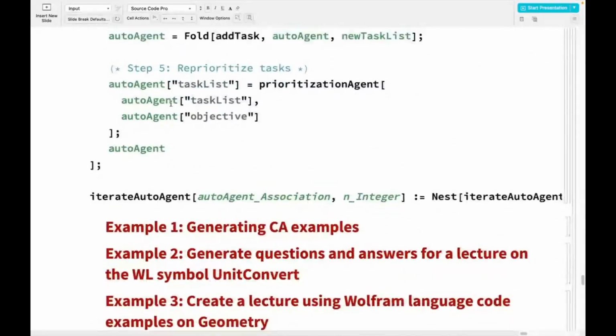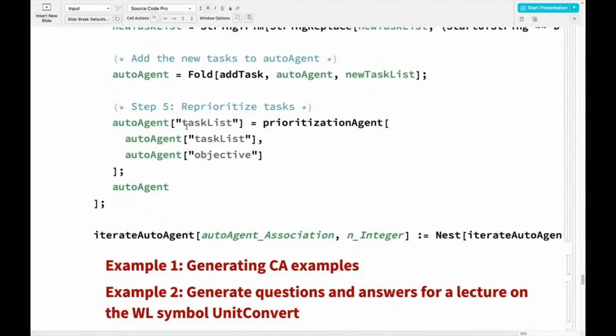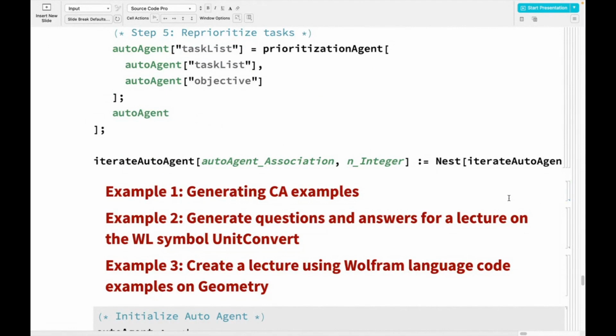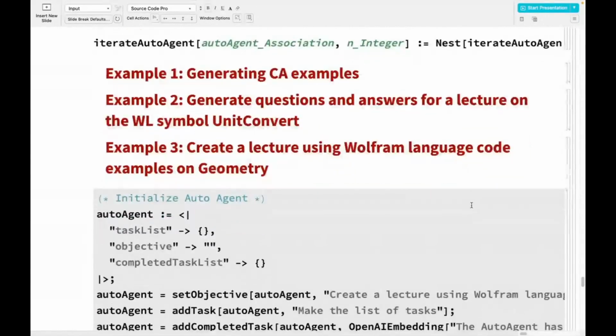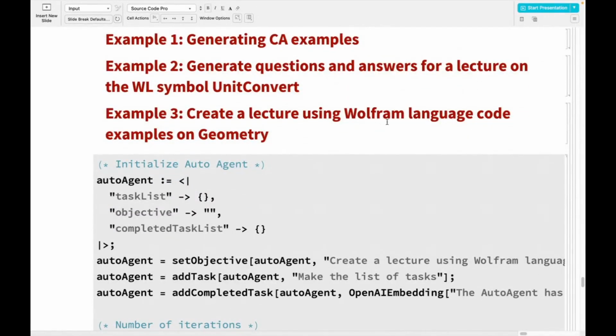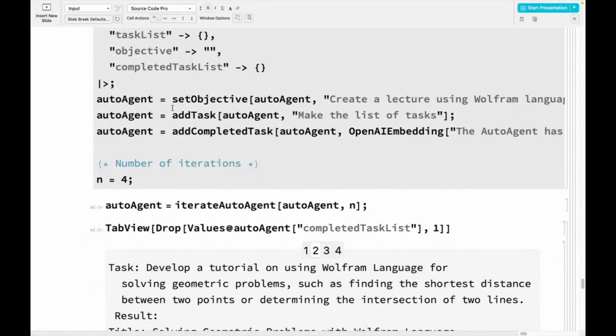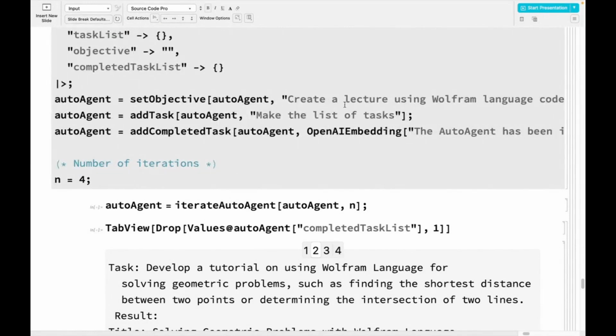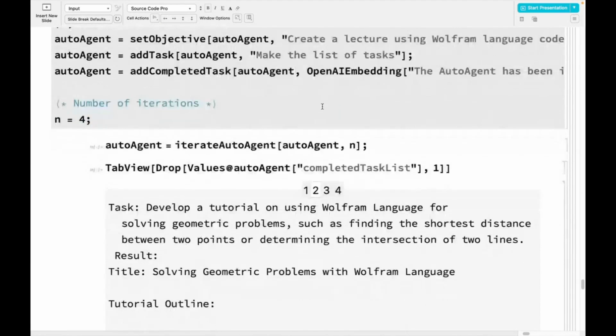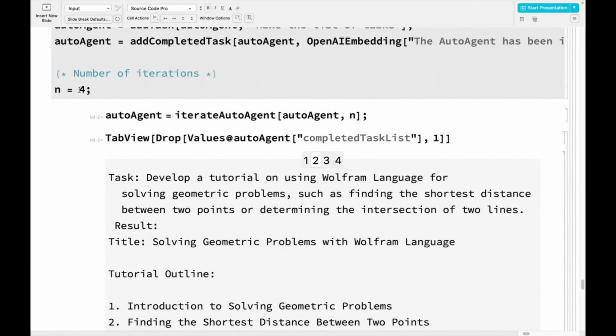And at the end, I was running a bunch of experiments like this one, like generating several automata examples. I will just show one at the end because I'm running out of time. One about creating a lecture using Wolfram Language code examples on geometry. So I was initializing the BabyAGI, then adding the main objective, which is creating this lecture about geometry using Wolfram Language. And then the final result was running the whole BabyAGI loop 4 times.